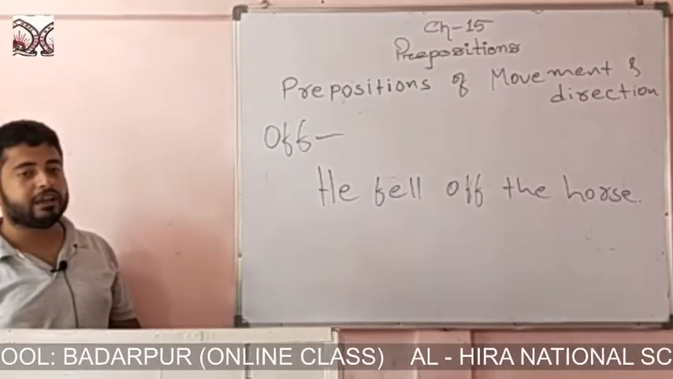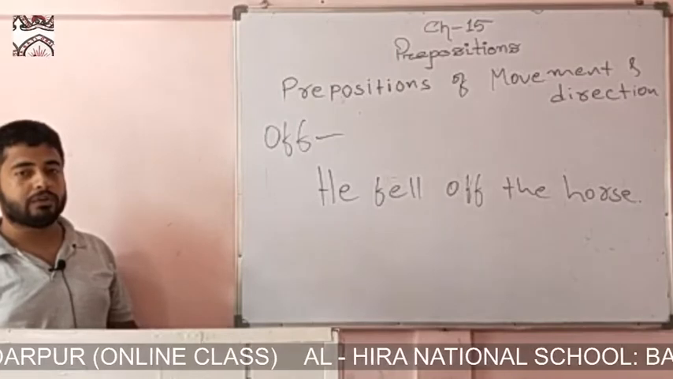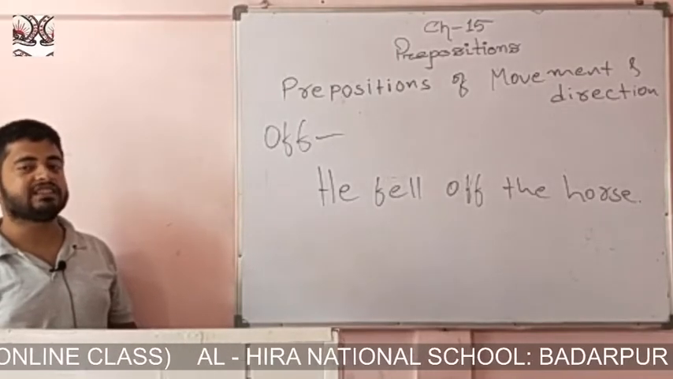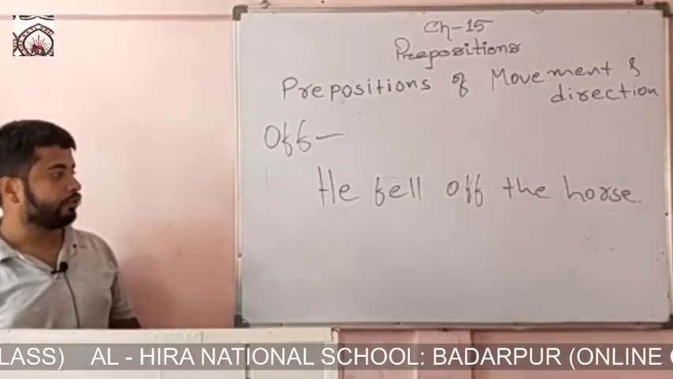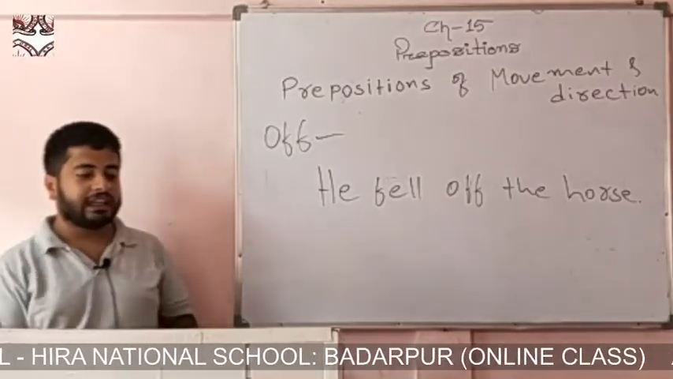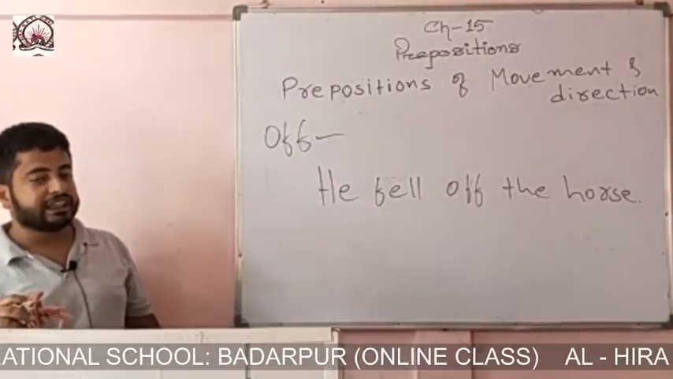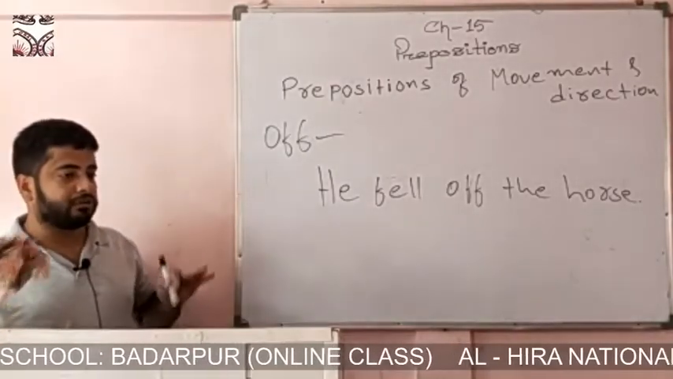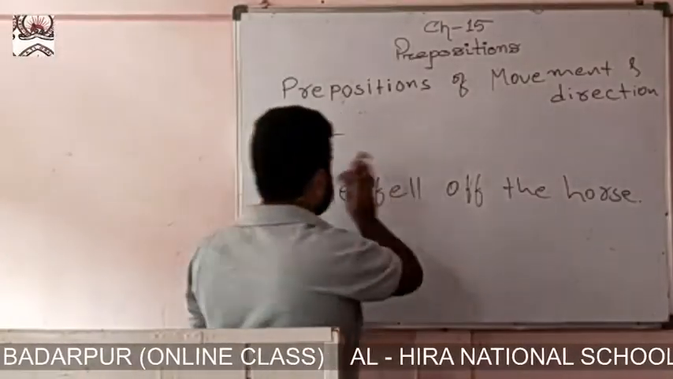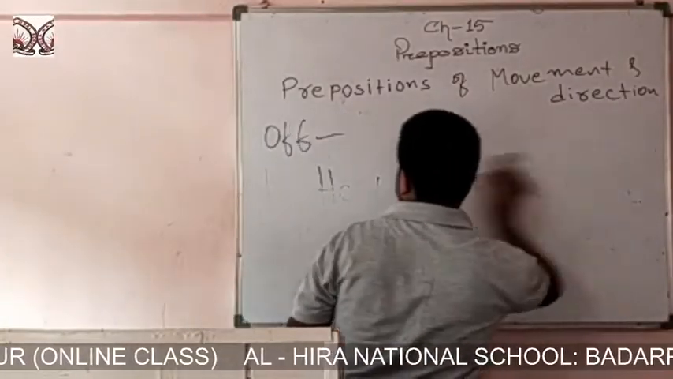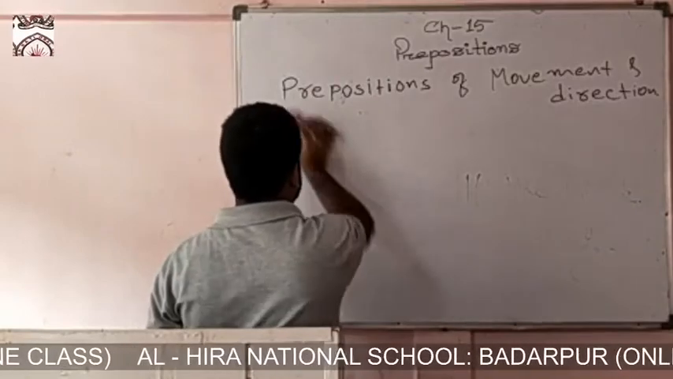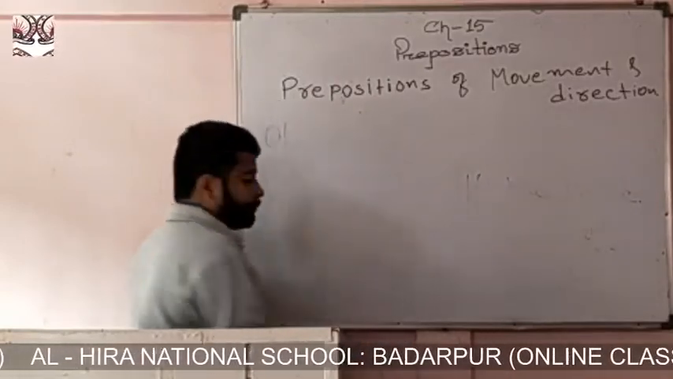Where will we use off? When it indicates separation, we will use off. He fell off the horse. Another example is he jumped off the bed. He jumped off the bed. So I hope you have understood where to use the preposition off.